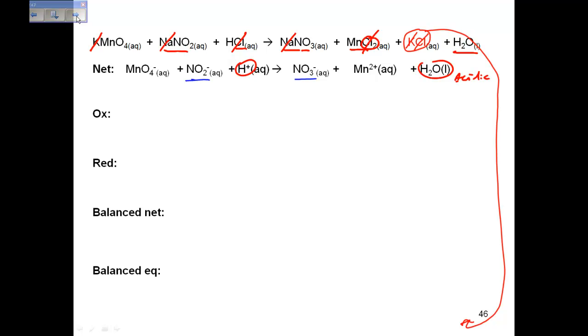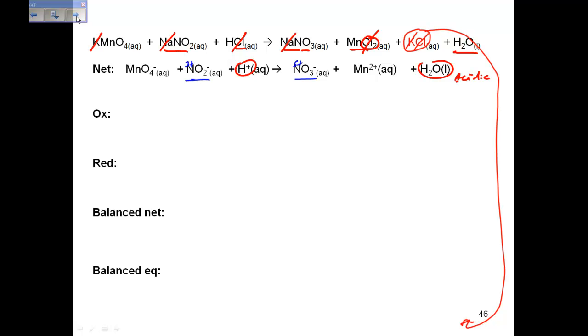What minus 4 equals minus 1? That would mean that nitrogen here is a +3. NO3 minus, you've got 3 minus 2s, that's minus 6. Nitrogen minus 6 equals minus 1, that would be 5 plus. So it's going from a 3 plus to a 5 plus. That's an oxidation. You also could determine that by going from NO2 minus to NO3 minus.